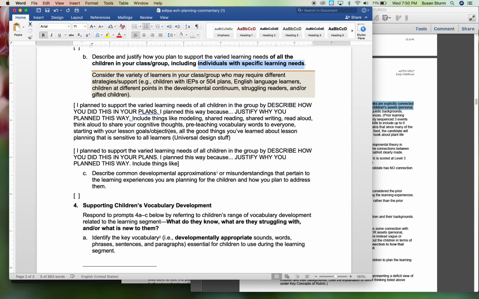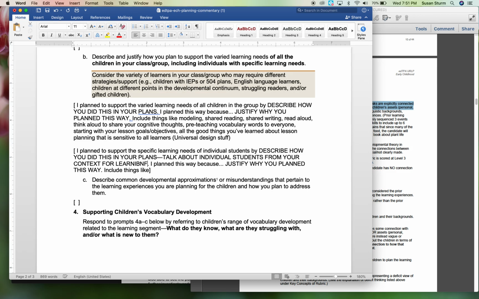So I plan to support the specific learning needs of individual students by, and so describe how you did this in your plans. You need to talk about individual students from your context for learning. So here is where you'll say things like, I have students who are learning English as a new language, and so I pre-taught the vocabulary words.